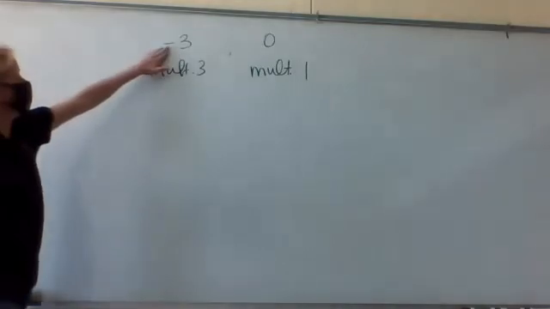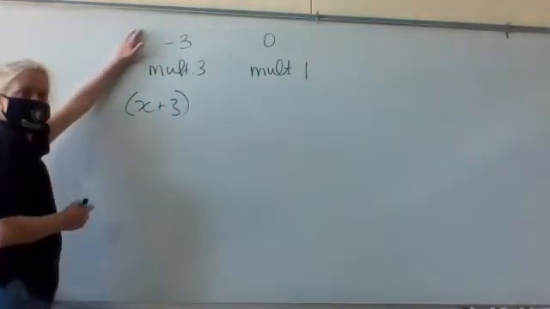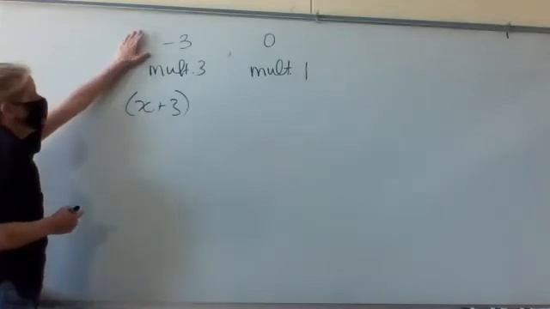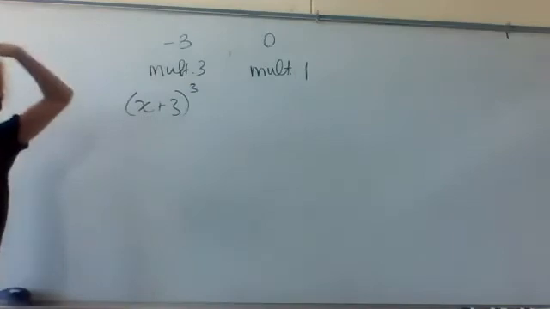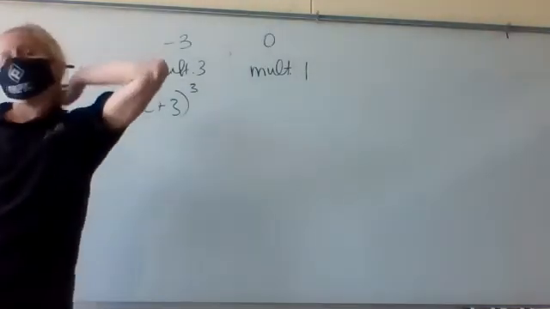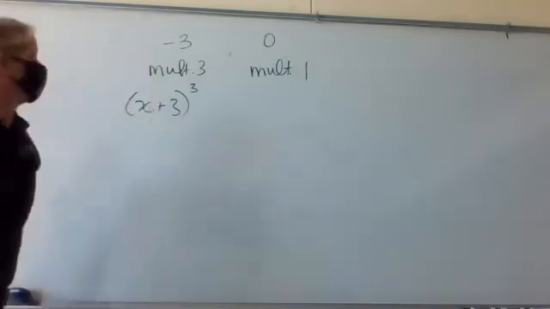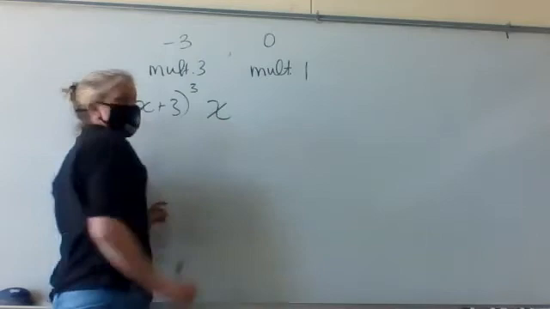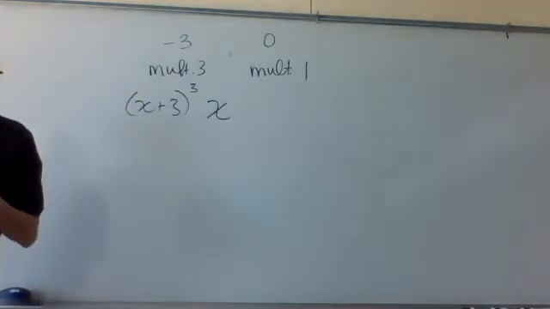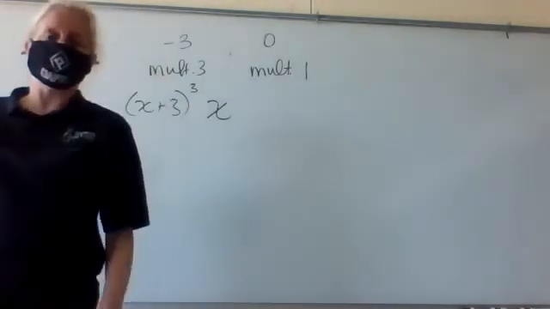So let's see, if -3 is a 0, its factor was x plus 3. And its multiplicity was 3. The multiplicities are what make it difficult. If it's more than 1 or 2, it's going to have a lot of work. 0 is the 0, which means it came from just x. And its multiplicity is 1. So that x, I don't even need to write out its exponent.